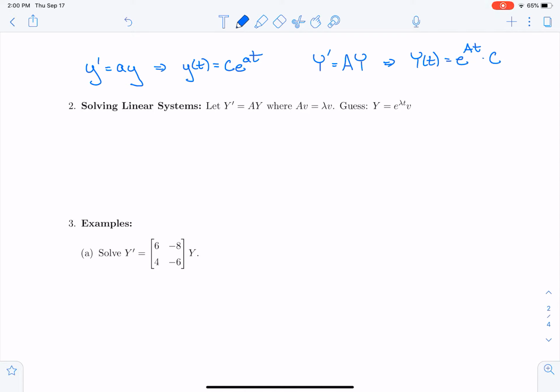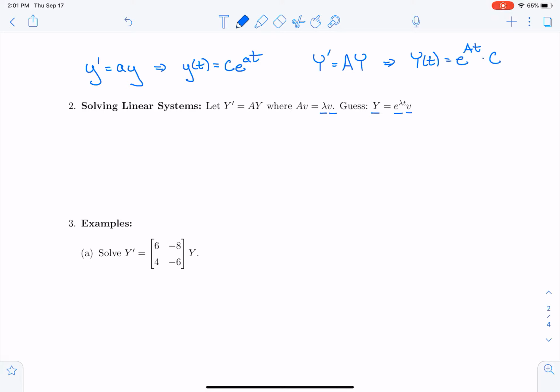But for now, let me try a slightly different guess that captures some of the same characteristics as our original solution to the differential equation. Let's make a guess that capital Y is equal to e to the lambda t times v, where lambda is an eigenvalue and v is an eigenvector. Now, if I want to verify that that is the solution to the differential equation, I'll need to substitute it back into the differential equation.